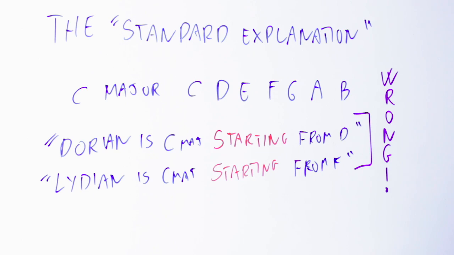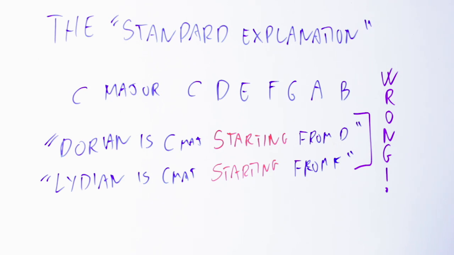It doesn't really matter where you start. Here's a little example in Dorian. And in this example, the first note I played was the F note, not the D note, and still this example is in Dorian, it sounds Dorian.